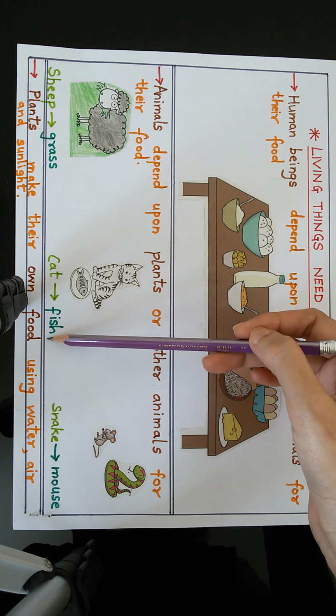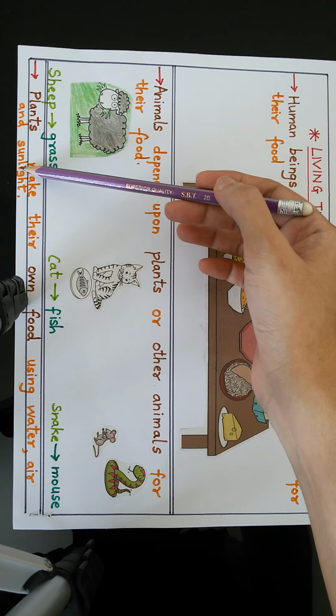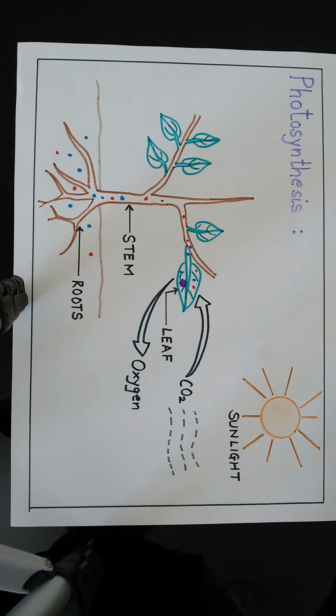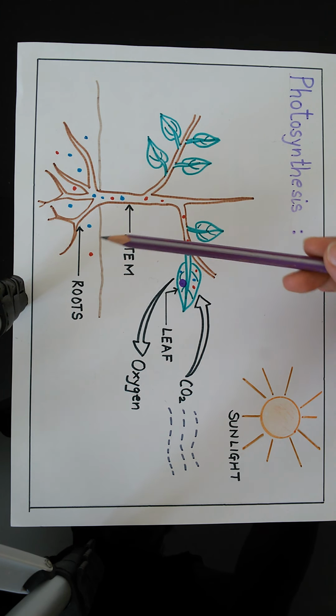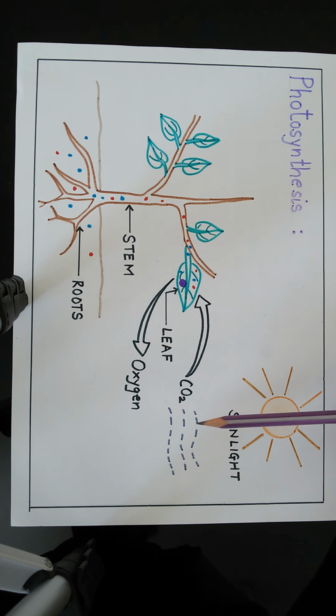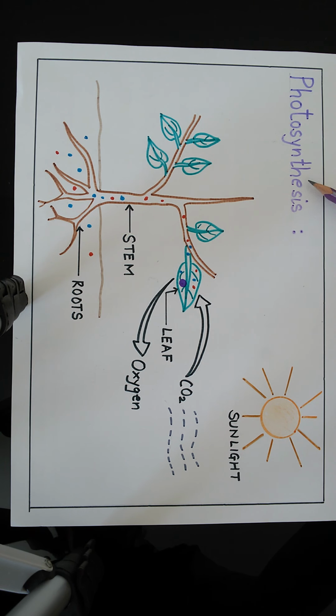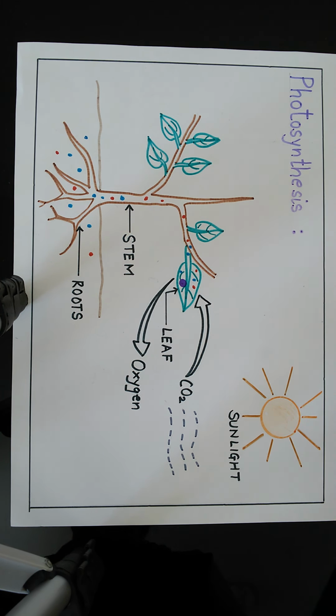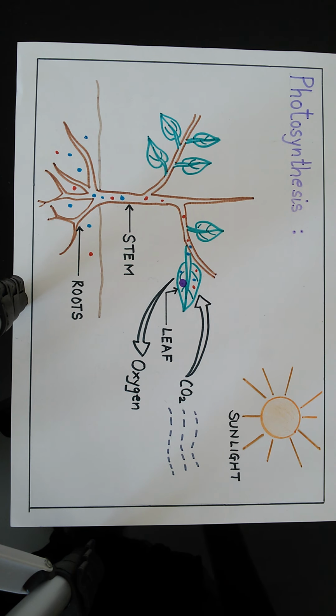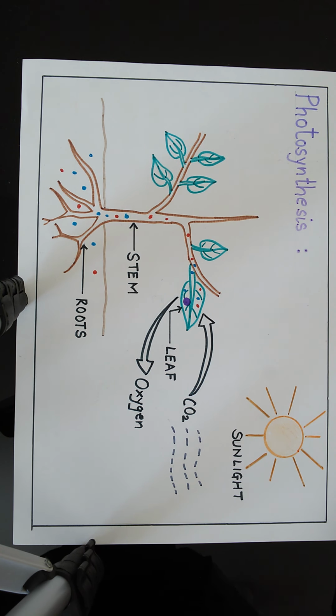Plants make their own food using water, air and sunlight. This picture shows that plants use water from the ground, carbon dioxide from the air and sunlight to make their own food with the help of chlorophyll which is present in the leaves. This process is called photosynthesis. I have explained the process of photosynthesis in detail in my previous video. So this is how plants make their own food. So plants also need food and water.